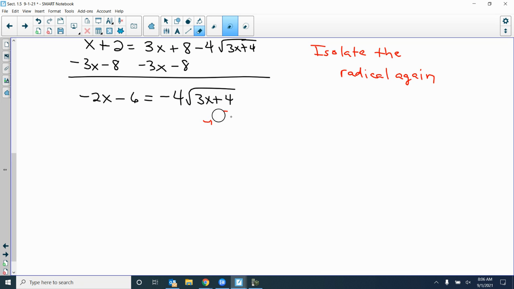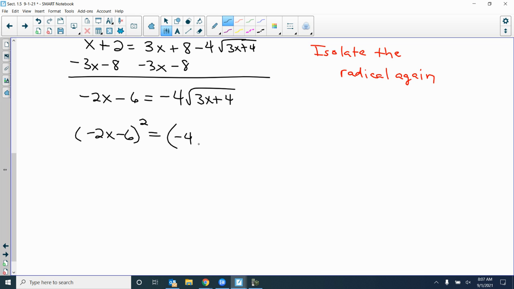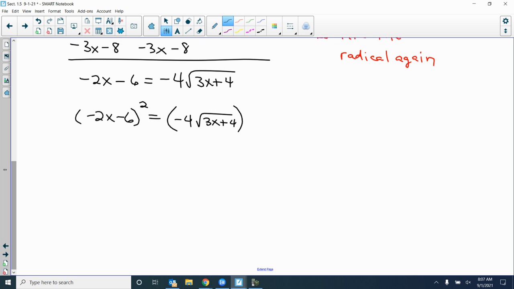Well, what do we do then? We have to square both sides again. You got to get rid of the radical. When I square this side, you got to put an umbrella around it. You got to put parentheses around the whole thing. Square. You can't square individual pieces. Negative 4 square root of 3x plus 4. On the left, you got to FOIL. Negative 2x minus 6 times negative 2x minus 6.